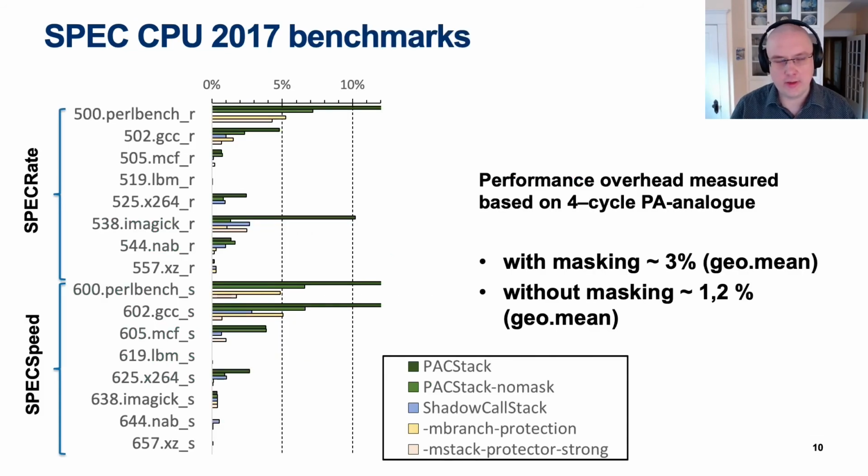We benchmarked PACStack using the C language benchmarks from SPEC CPU 2017. We compared it, both with and without masking, to the software-only shadow call stacks from LLVM, also to the pointer authentication return address protection that we looked at earlier, and finally to the stack canaries. The overheads in general were quite small and comparable to the other schemes, with masking incurring 3% overhead and without masking about 1% overhead.